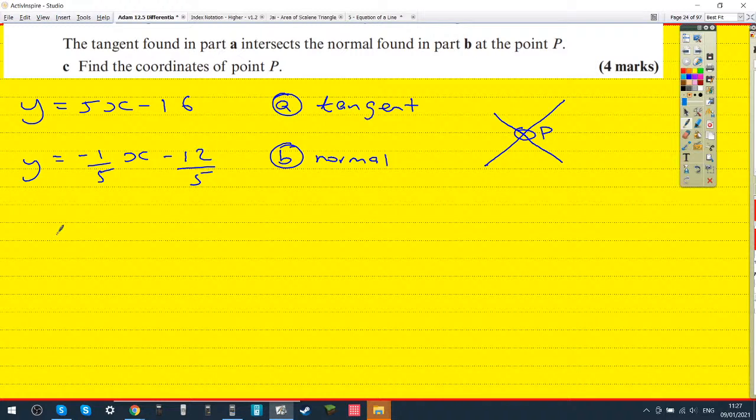So could you just make it 16 equals 5x minus y? 5x minus y is 16. And the other one can be 12 over 5. Well, minus the fifth x minus y equals 12 over 5. Yep.